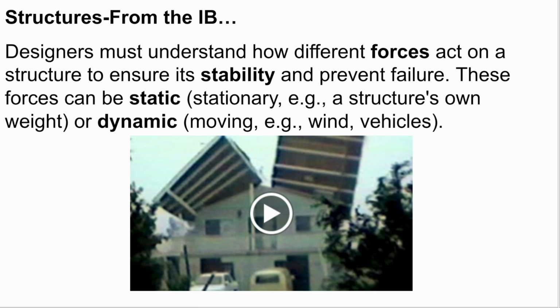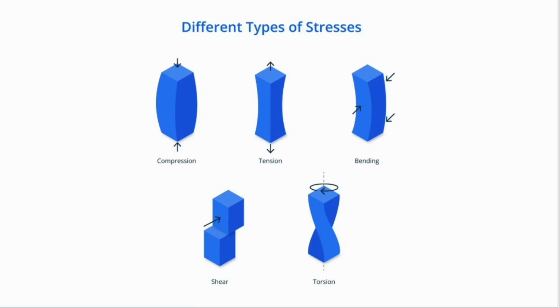You don't need to watch the video because essentially you can see what happens when the wind interacts with this building, ripping its roof off. Now, these are the types of forces that we want to consider when we build a structure. So we need to consider compression, tension, bending, shear forces, and then torsion.